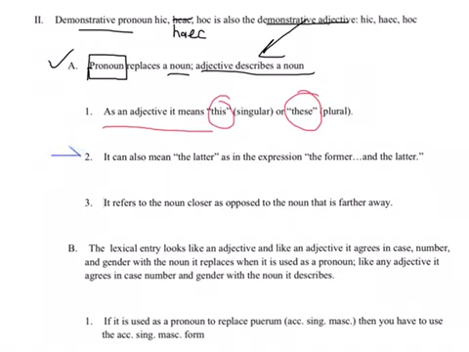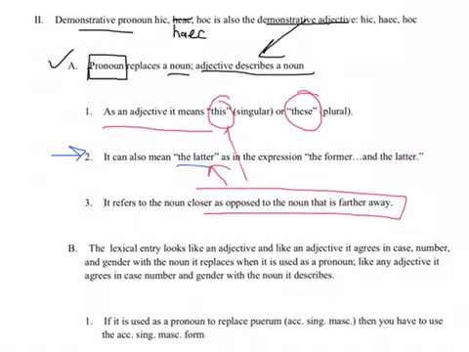It can also be used to mean the latter, as in the expression the former and the latter. Again, when you use it as latter, it means the thing that is closer to you in the sentence rather than the thing that happened formerly. And then third, a third little point under the basic description of this word is that it refers to the noun that's closer as opposed to the noun that is further away. Just as in the former and the latter, it's the thing that's closer to you, the term this or these shows you that it's the thing closer as opposed to the thing that is farther away.